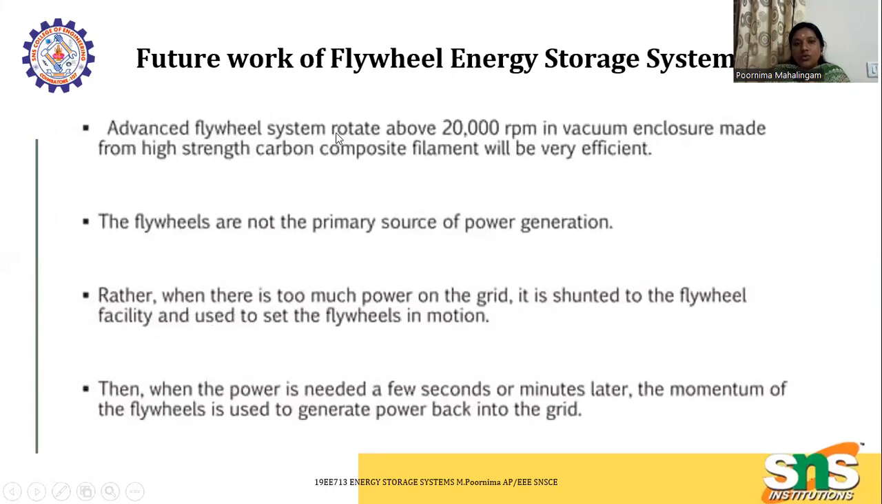Now the future scope. The advanced flywheel system rotates at about 20,000 rpm in a vacuum enclosure made from high strength carbon. Flywheels are not a primary source of power generation. Rather, when there is too much power on the grid, it is sent to the flywheel facilities and used to set the flywheel in motion. Then when power is needed a few seconds or a minute later, the motion of the flywheel is used to generate power back to the grid. These are the future work of flywheel energy storage systems.